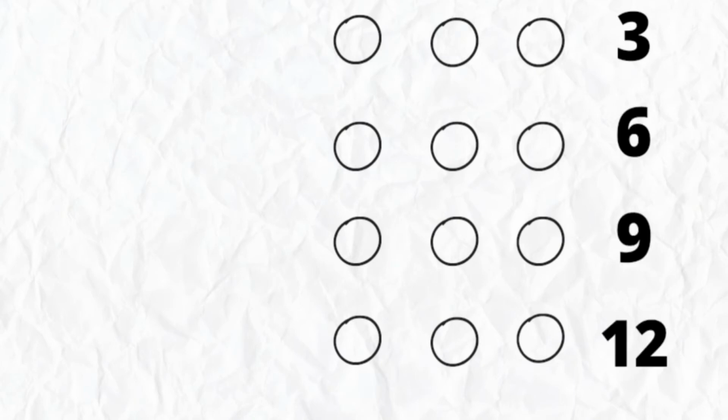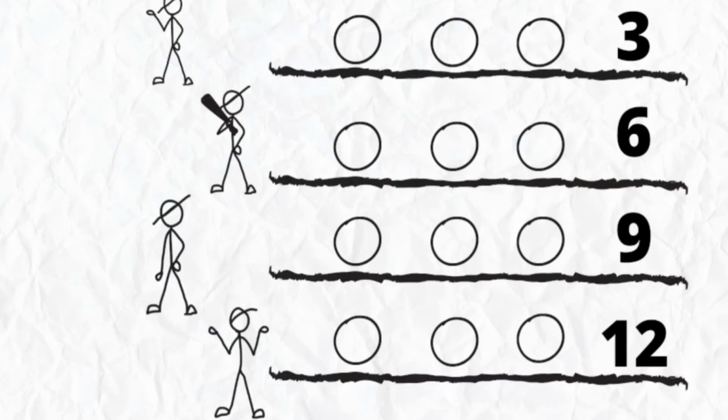Since we know that there are 3 circles in each row, we know that we can count each row by 3s, just as we did when we counted our equal groups. So let's start with the first row and count on by 3s together. As we count each row, write the number that we counted by next to that row. 3, 6, 9, 12. Very good. Our array shows 4 rows of 3 equal 12, or 4 times 3 equals 12. So now that we've modeled our problem with an array, we've shown our equation, 4 times 3 equals 12.